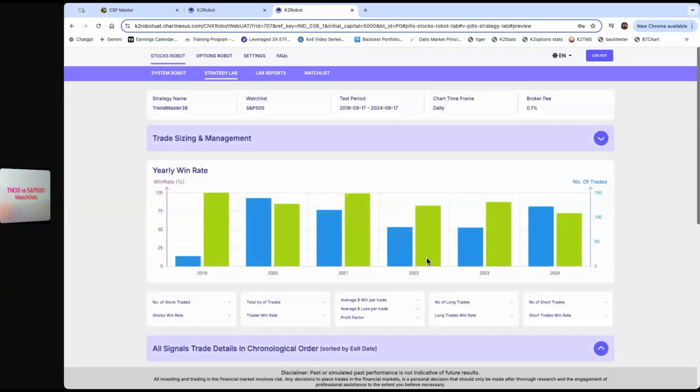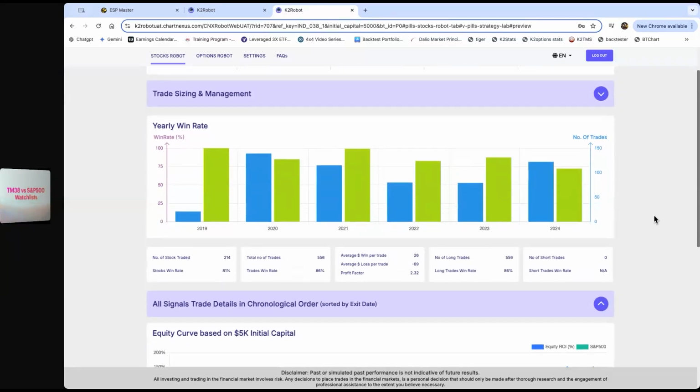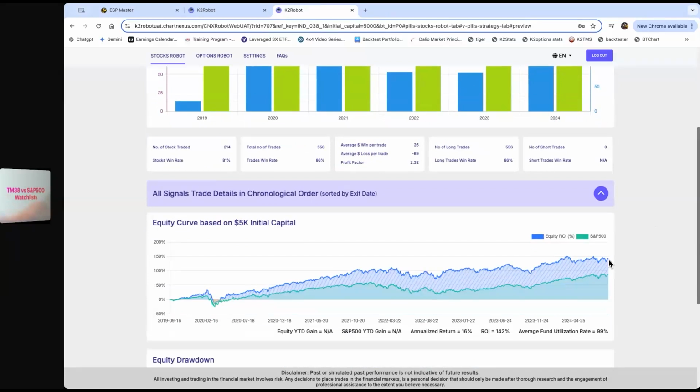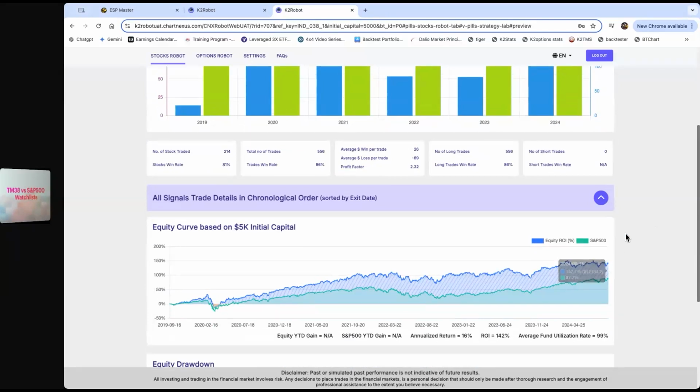Okay, the back test is done. Wow, before a question comes, the back test is already done. Nice. So this is the performance. You can see the performance now is only 141% if I use the same strategy, Trendmaster 38, on S&P 500 stocks.